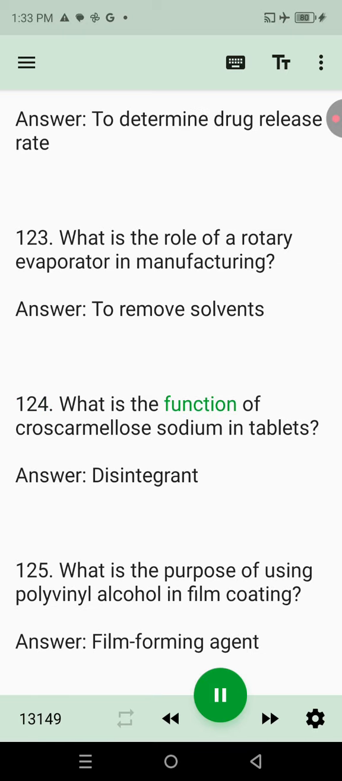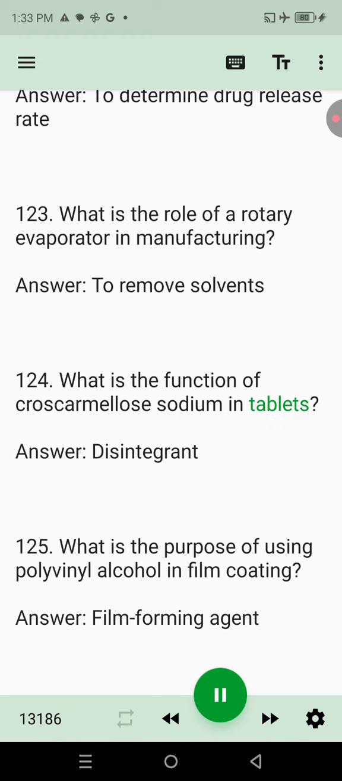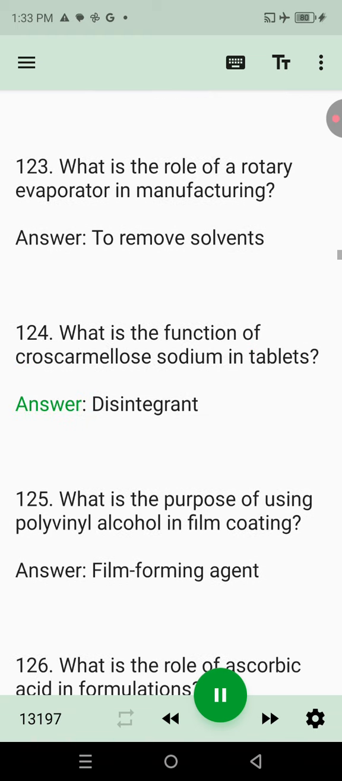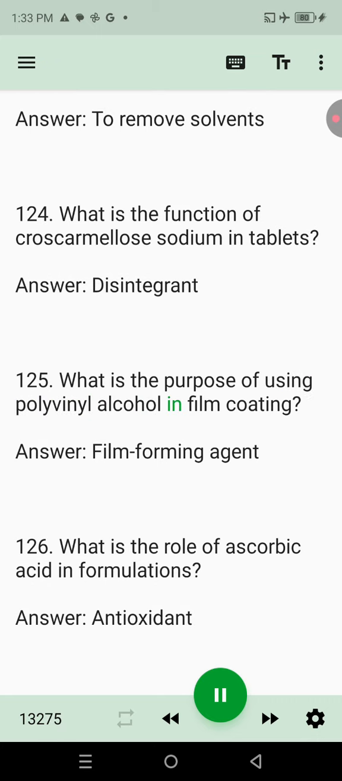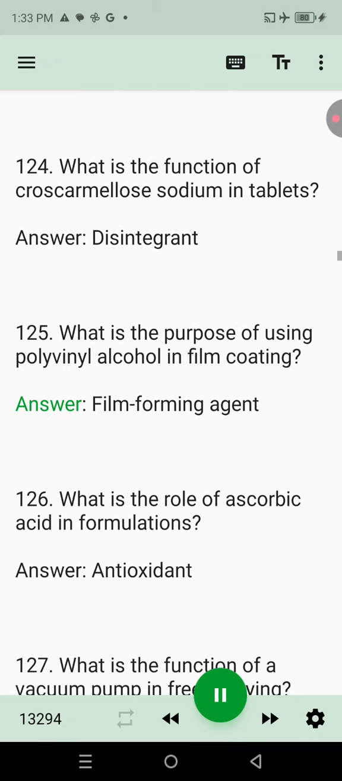124. What is the function of croscarmellose sodium in tablets? Answer: disintegrant. 125. What is the purpose of using polyvinyl alcohol in film coating? Answer: film forming agent.